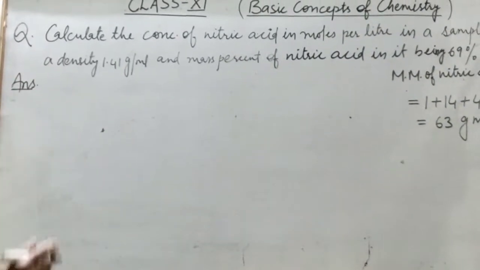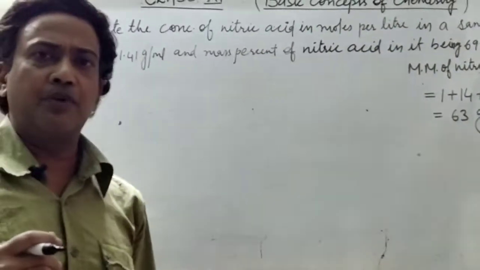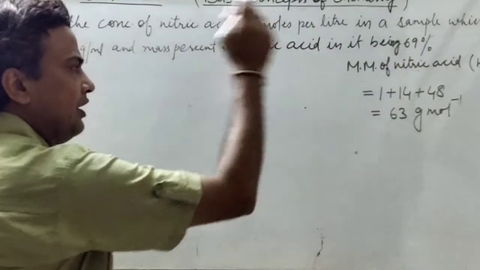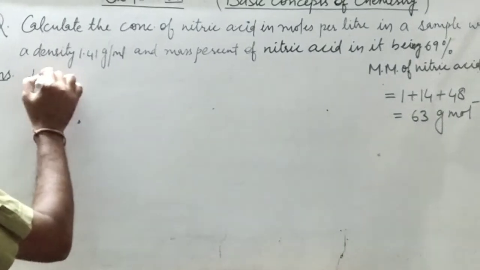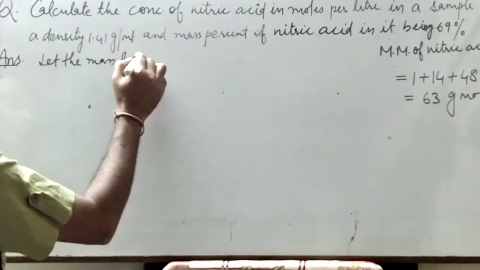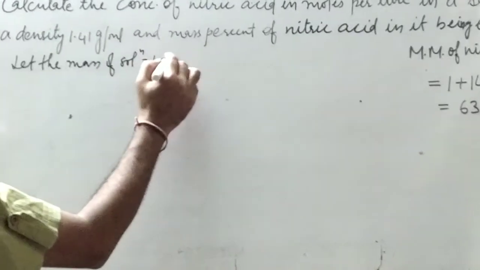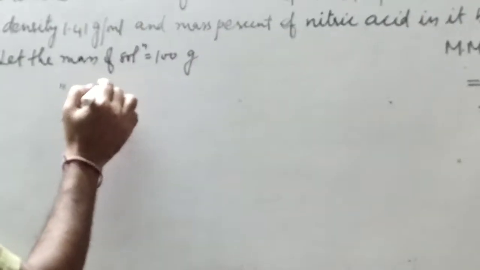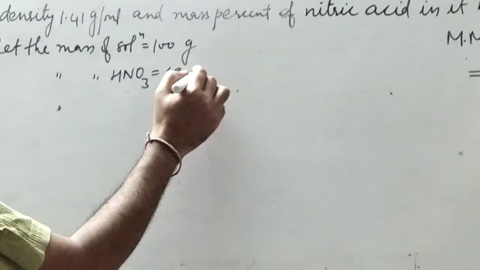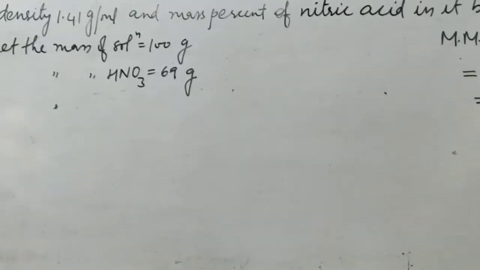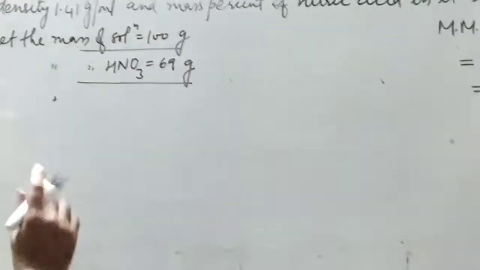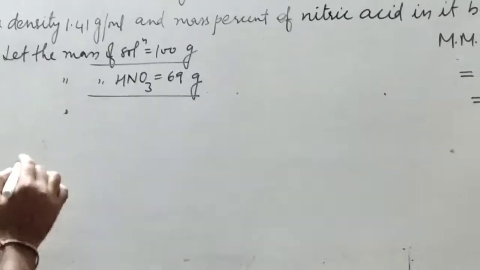Mass percent, we know, is the mass of solute present in 100 gram of solution. 69% is given, hence let the mass of solution be 100 gram. If the mass of solution is 100 gram, the mass of nitric acid in it is 69 gram, because it is 69% by mass. Nitric acid 69 gram by mass, solution 100 gram. And you have to find out the molarity.